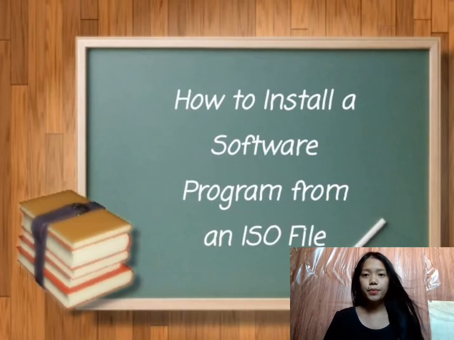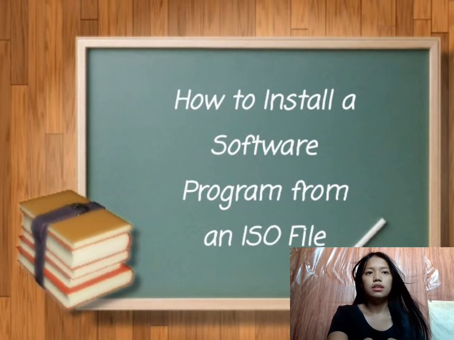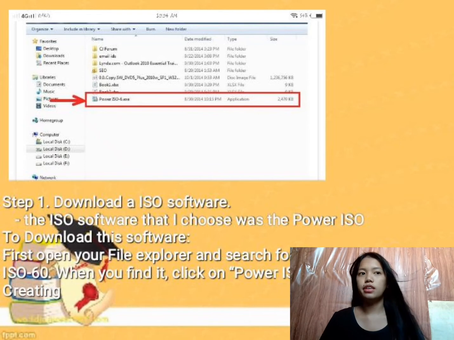So, our first topic for today is how to install a software program from an ISO file. So, let's get started. Step 1. Download an ISO software. The ISO software that I chose was the Power ISO. To download this software, first, open your File Explorer and search for the setup of Power ISO 6.0.